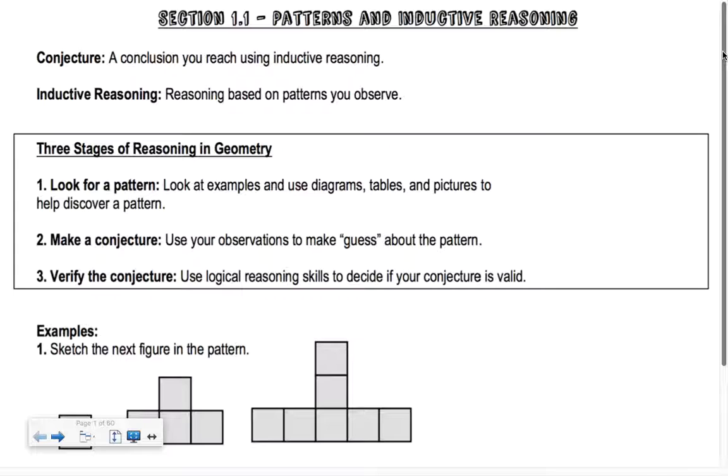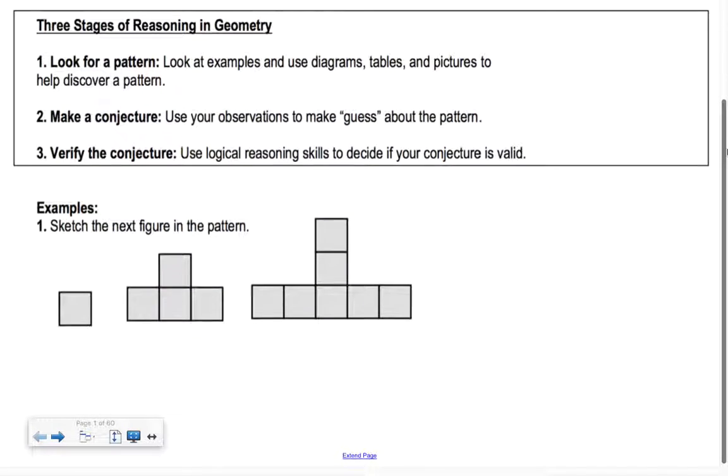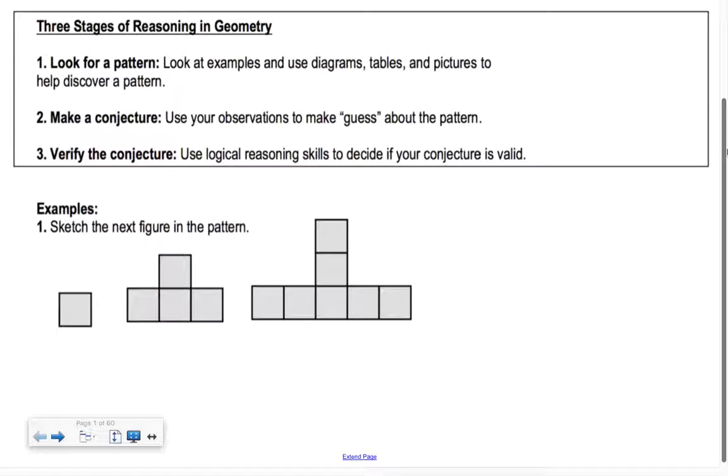So there's 3 stages of reasoning in geometry. We look for a pattern, we make a conjecture, and we verify the conjecture. When you look at this pattern, we have 1 square, and then the next one we have 3 squares and 1 on top, right? And then we have 5 squares and 2 on top. So what do you think the next one would look like? How many would be on the bottom, and how many would be on top?